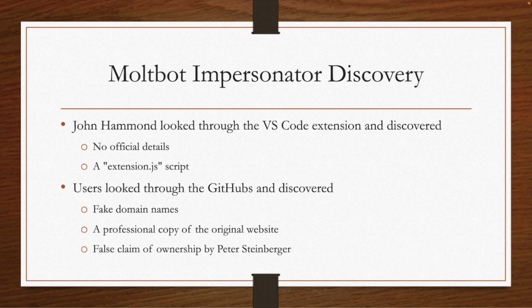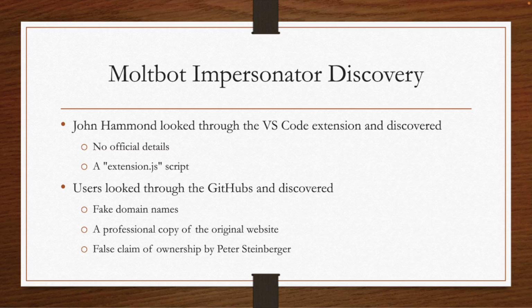While threat actors work hard to make their malicious packages stealthy, security researchers, fortunately, work even harder to find out what these malicious packages are. The security researcher in particular being John Hammond, who looked through the Virtual Studio Code extension and discovered many things. This would include that there was no official details within this extension. After he began looking, he found the script extension.js, which was designed to execute whenever the VS Code started up.